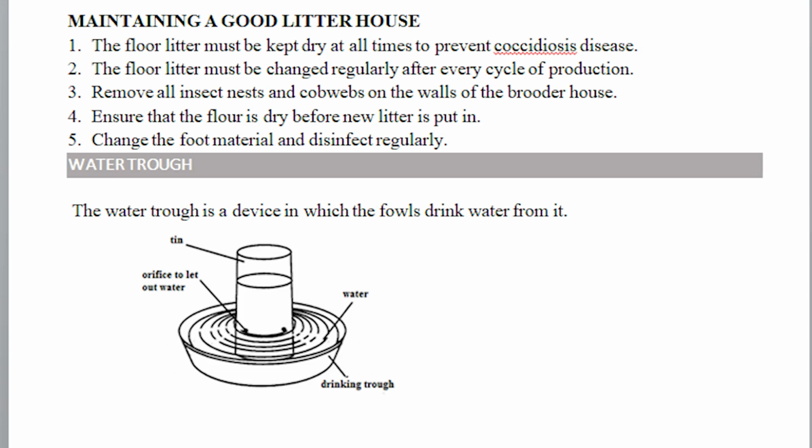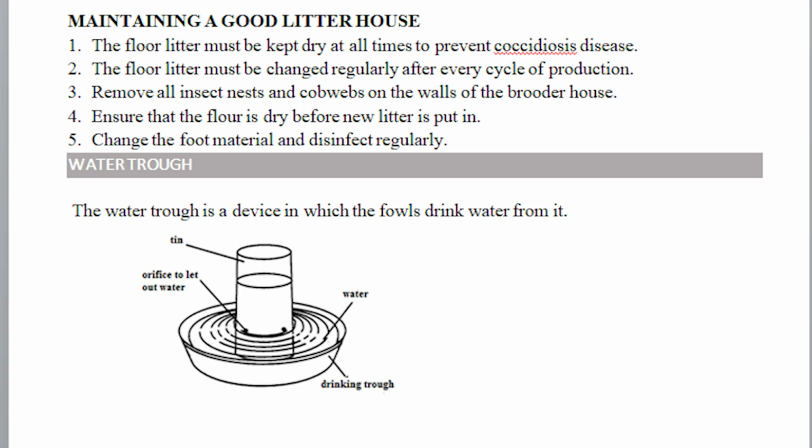Let us look at ways of maintaining a good litter house. Number one, the floor litter must be kept dry at all times to prevent disease. Number 2, the floor litter must be changed regularly after every cycle of production. Number 3, remove all insect nests and cobwebs on the walls of the brooder house. Number 4, ensure that the floor is dry before new litter is put in. And the last one, change the food material and disinfectant regularly.